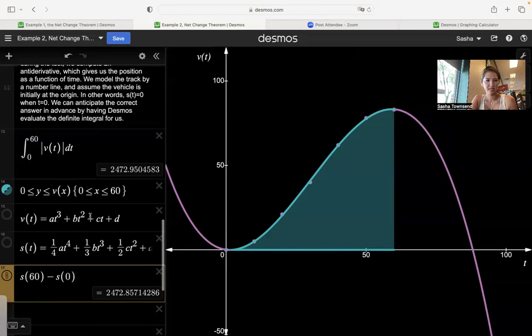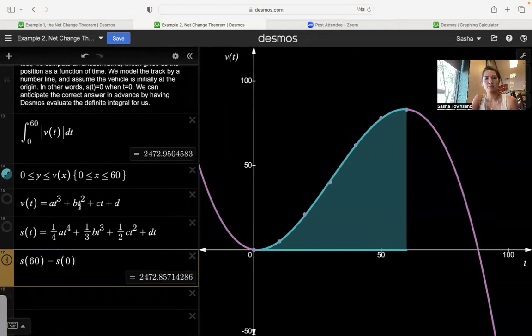Now, if this is my v of t and I want to compute the antiderivative of this function, well, I just take the antiderivative of a t cubed plus b t squared plus c t plus d, where a, b, c, and d are treated as constants. So we use the power rule. We add 1 to the exponent and divide by the new exponent. 3 plus 1 is 4, so we get t to the 4th divided by 4, multiplied by 1/4, same thing. Then we bring the b down, and for the antiderivative of t squared, you add 1 to the exponent, so you get t cubed, and then you divide by the new exponent. Dividing by 3 is the same as multiplying by 1/3.